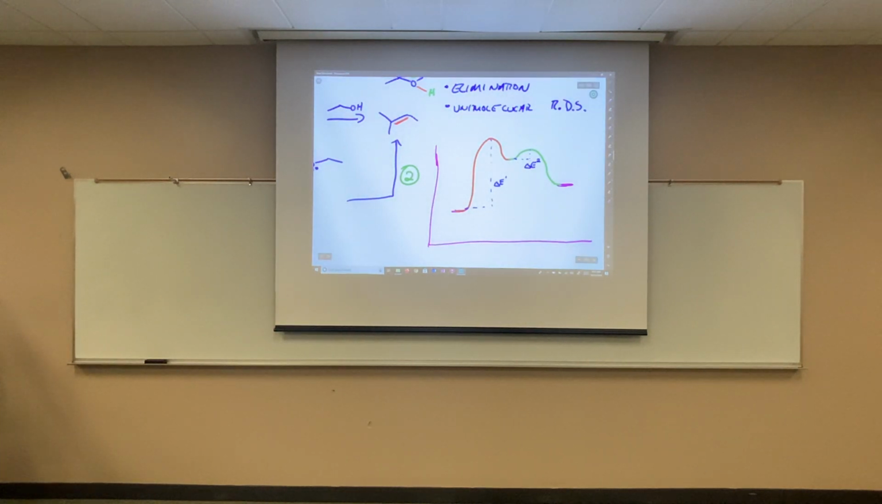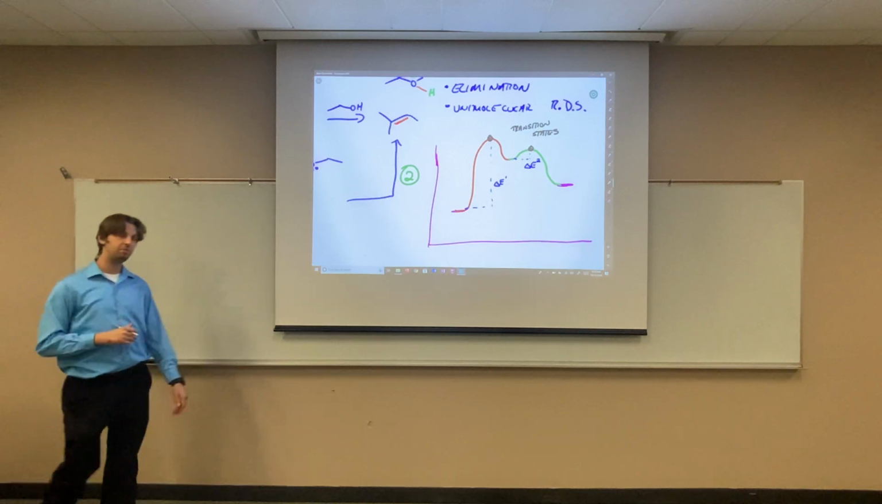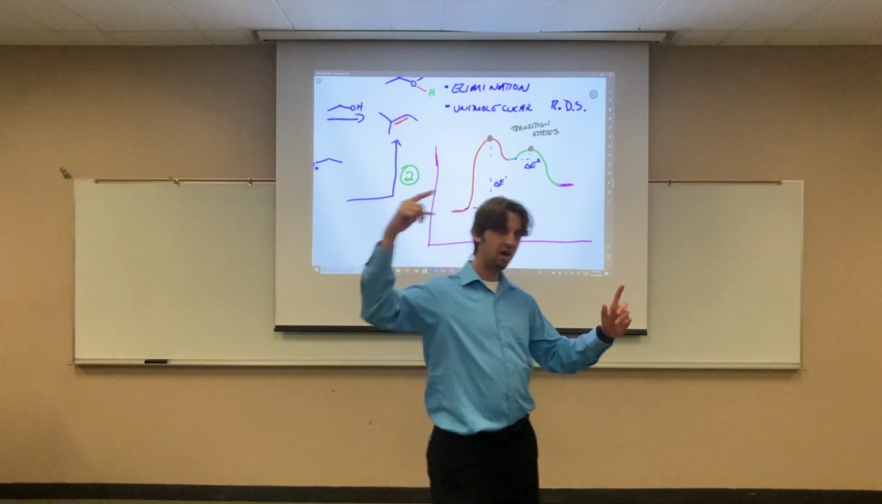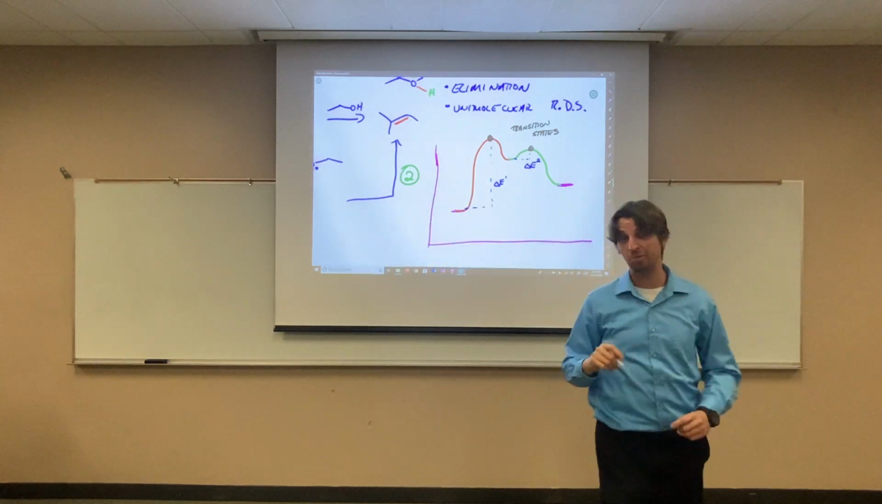Now, what other information do we get out of this, or what are the other components for it? At the top of the hills, those are our transition states. And our transition states are where bonds are being broken and where bonds are being made. Okay? So at the top of those hills are where bonds are being broken and made.